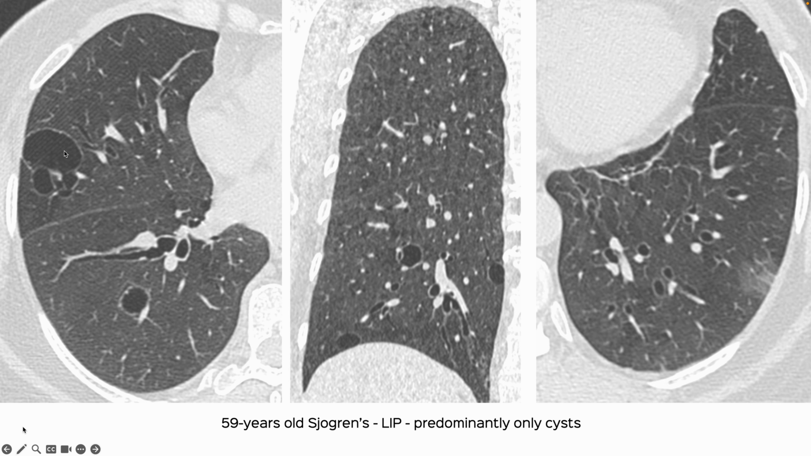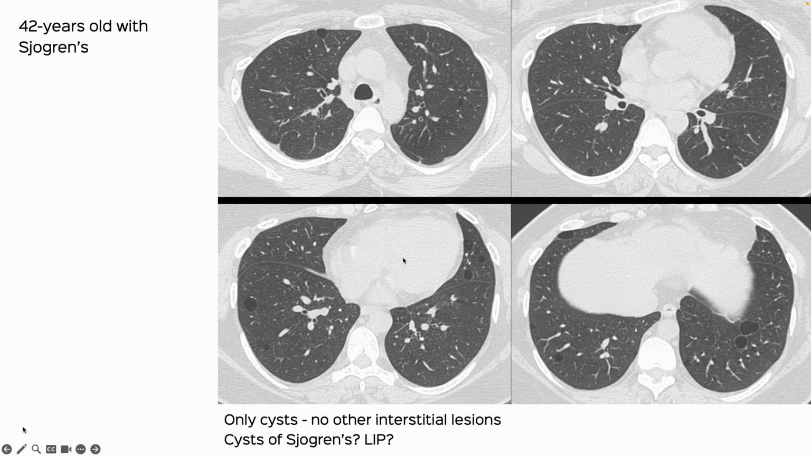What when there are only cysts? So here we have perivascular cysts in a patient with Sjogren's, and there were a few articles in the late 2010s that said that perhaps cysts of Sjogren's don't necessarily count as LIP, because LIP is an interstitial lung disease where we must see other interstitial signs or signs of an ILD like reticular opacities, honeycombing, traction bronchiectasis, etc. But now I think just the presence of cysts in a patient with Sjogren's would qualify this as LIP.